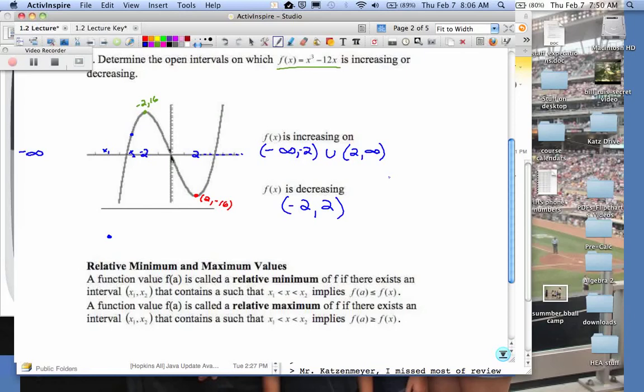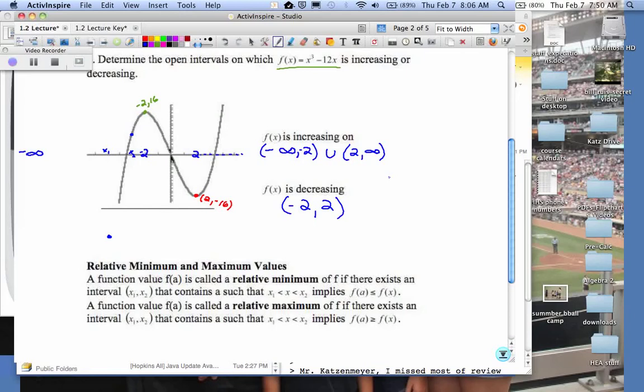So when somebody asks you for the intervals, which is increasing or decreasing, do your work along the x-axis. I get a lot of students go, hey, it's increasing from -infinity up to 16, decreasing from 16 to -16, and increasing from -16 to infinity again. You're reporting the range to me. You're giving me the y values. I want the x values.